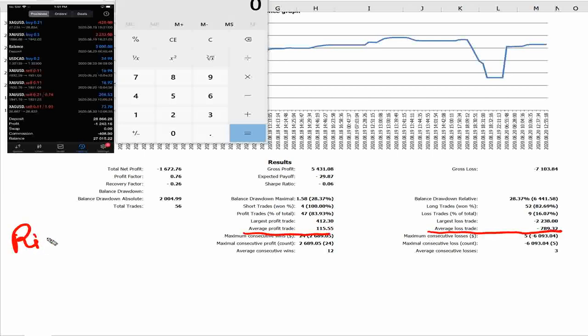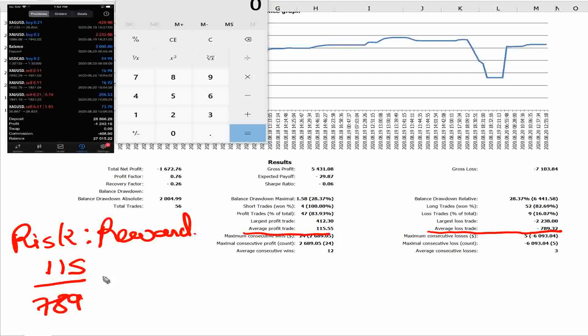The answer to this question lies in the risk reward pattern. So how to work out the client's risk reward pattern? We will divide average trade profit by average trade loss. So 150 divided by 789, so the answer is 0.14. So this is the average, 0.14.